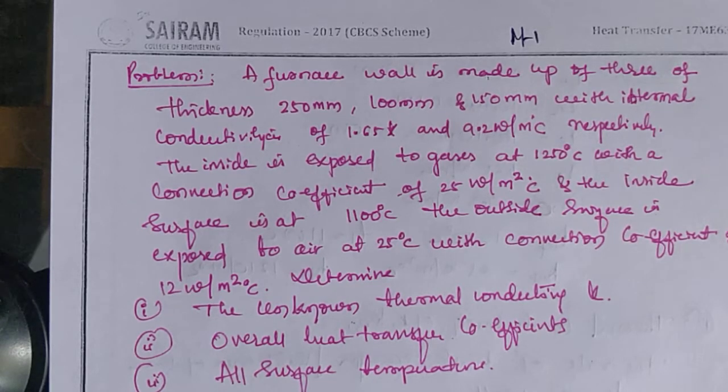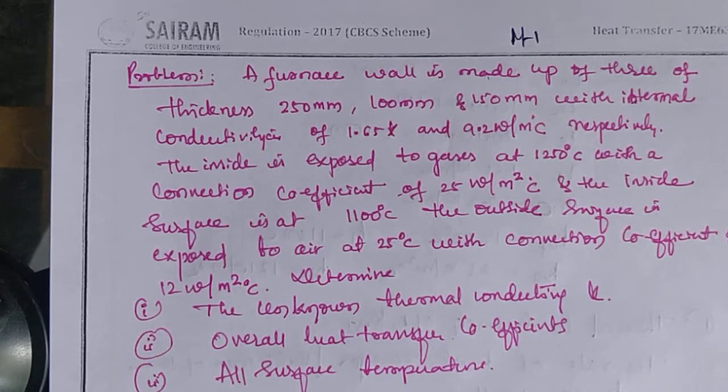meter square degree centigrade, and the inside surface is at 1100 degrees centigrade. The outside surface is exposed to the air at 25 degrees centigrade with the convection coefficient of 12 watt per meter square degree centigrade. Determine the unknown thermal conductivity. Second one is the overall heat transfer coefficient and all surface temperatures. This is the question.